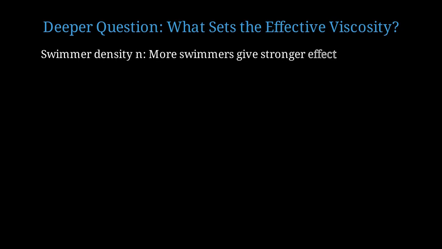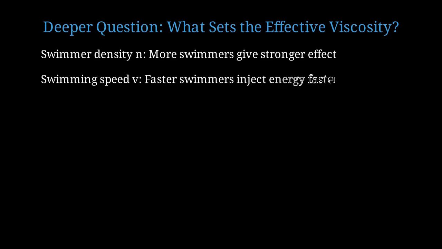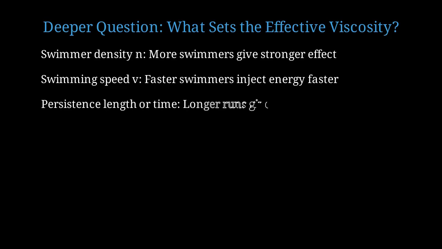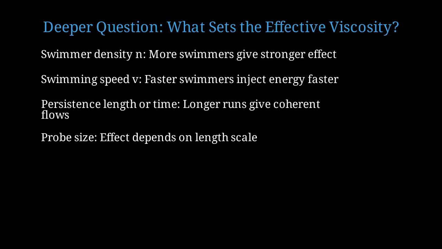First, the number density of active swimmers. More swimmers produce more stirring and a larger effect. Second, the swimming speed. Faster swimmers inject energy into the fluid at a higher rate. Third, the persistence length or persistence time. Swimmers that move in straight lines for longer generate more coherent flows and stronger active stresses. Fourth, the size of the probe particle. The effective viscosity is a coarse-grained property that depends on the length scale you probe.